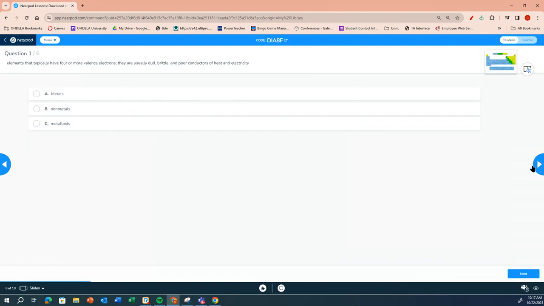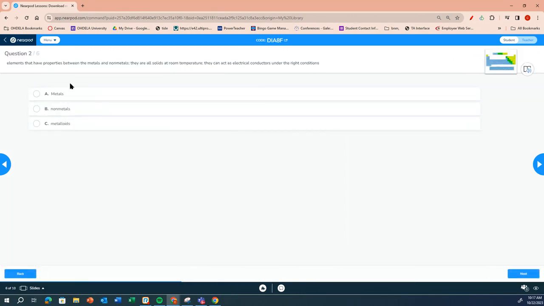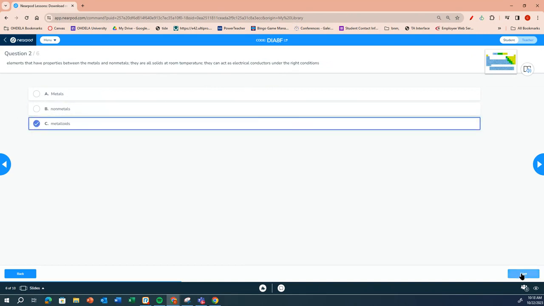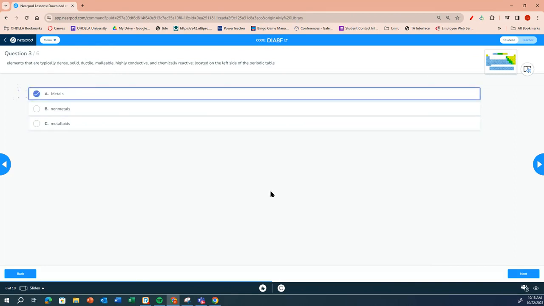All right, so here's a question for you. Elements that typically have 4 or more valence electrons, usually dull and brittle, those are your nonmetals. Elements that have properties between metals and nonmetals and are solid at room temperature and act as electrical conductors under the right conditions, those are the metalloids. Elements that are typically dense, solid, ductile, malleable, ductile meaning can be stretched into wire, malleable meaning you can flatten it, highly conductive, so we know those are metals.